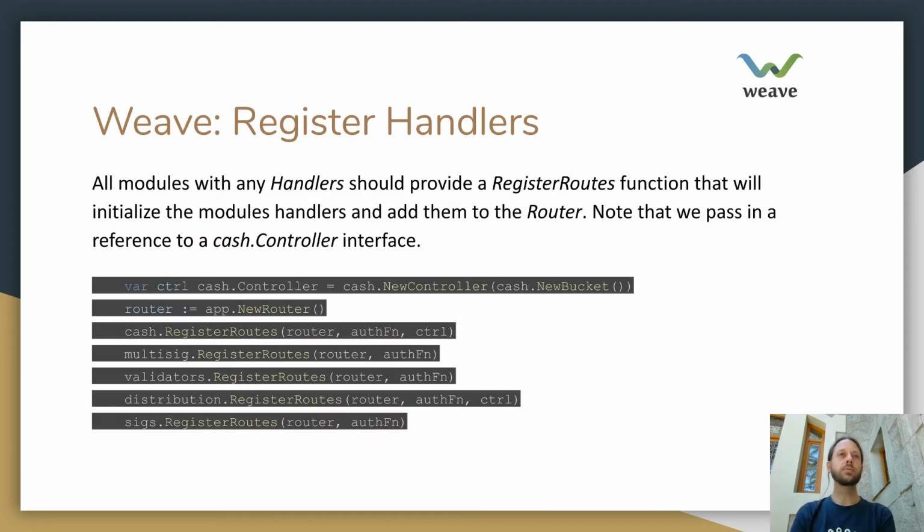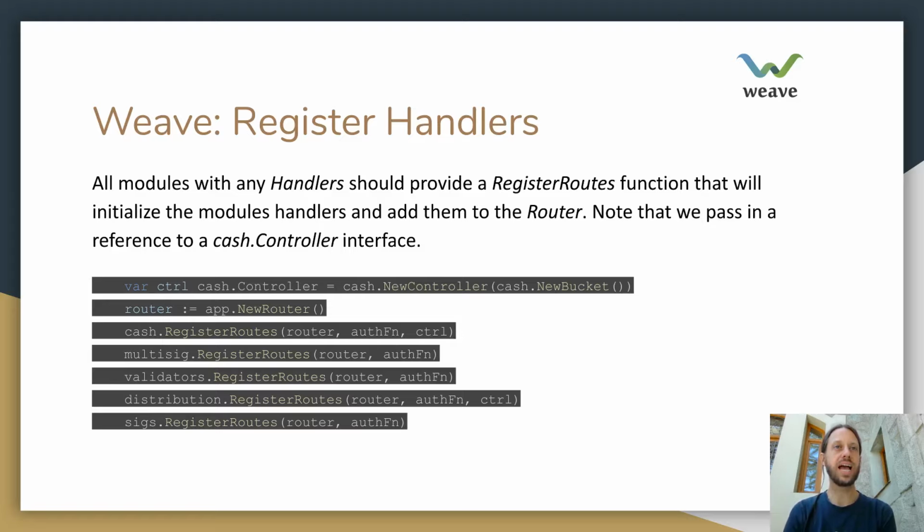So to build the router, we need to take the handlers. Every module that has any handlers should provide a register routes function. And this will then take the router as an argument and any other information it needs to construct these handlers, and then you'll add them to the router. As you saw, the router has a register method and a handle method.